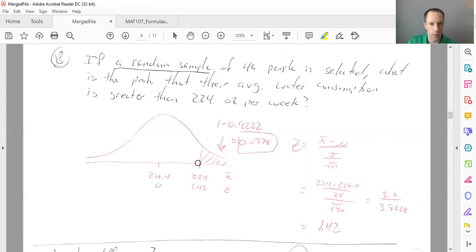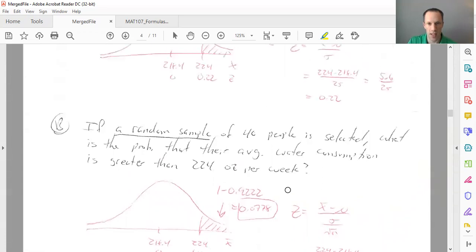Now 1.42, we're looking for the area to the right of that in a standard normal distribution. When you look up 1.42, the area to its left, the unshaded piece, would be 0.9222. When we take that away from 1, we get the shaded piece here is 0.0778.